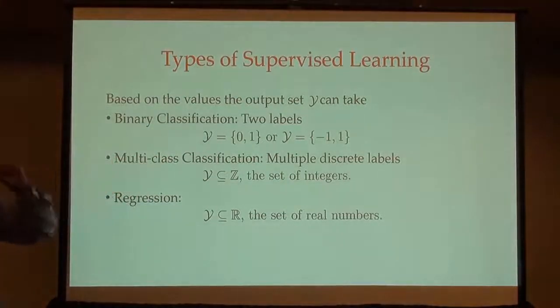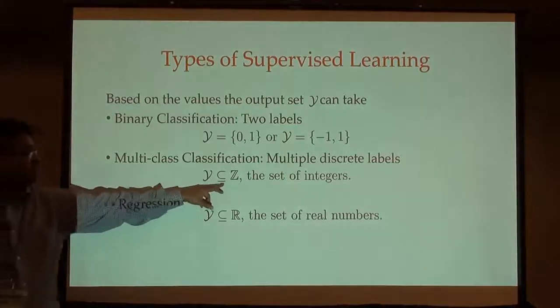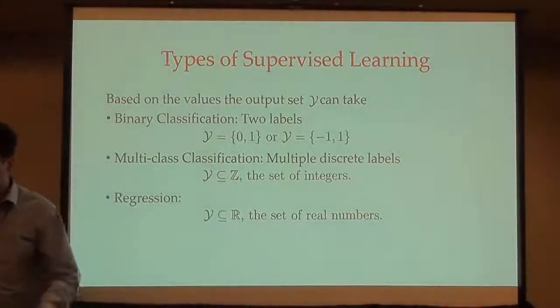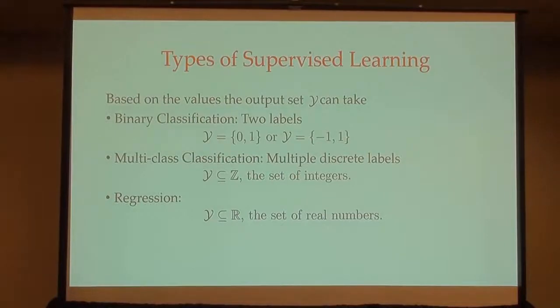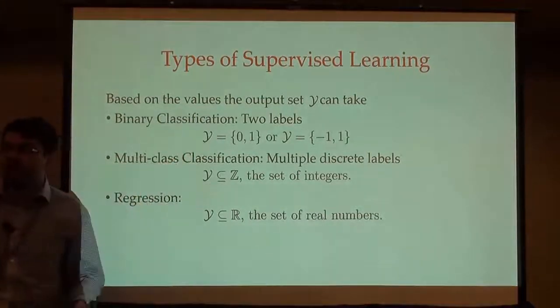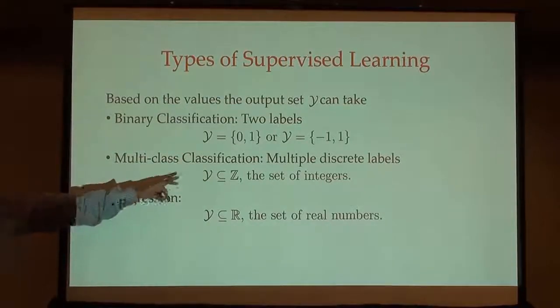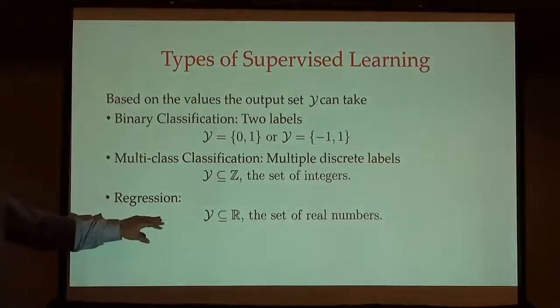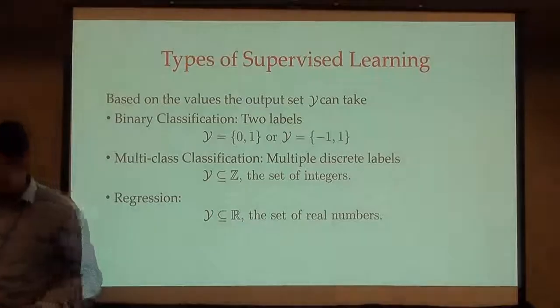Then there is multi-class classification, where the set Y is a subset of the integers. Basically, if you have 10 categories of objects, then you can encode them as integers from 1 to 10 or 0 to 9. That's what is done here. And the other is regression, where Y is essentially the set of real numbers.